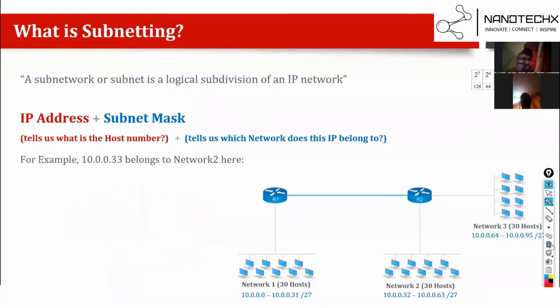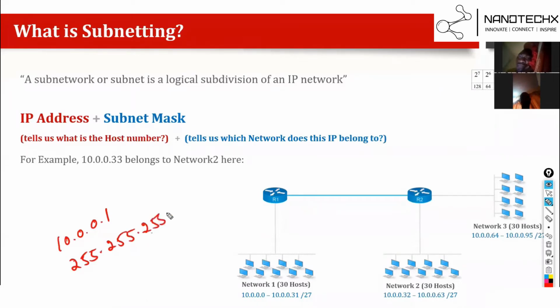Now there are 2 parts of the IP address. Everyone knows an IP address is a number which is assigned to a host, to each port of any layer 3 device. So an IP address has 2 parts. Usually we write the IP address like this: 10.0.0.1, 255.255.255.0, a subnet mask or network mask, which can also be written like this: /24.